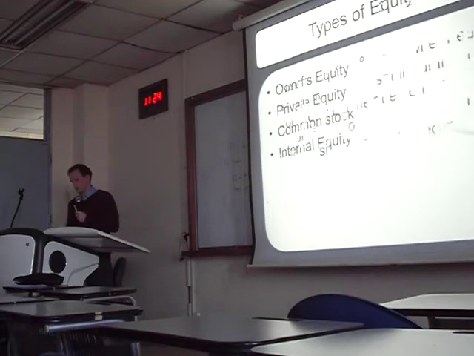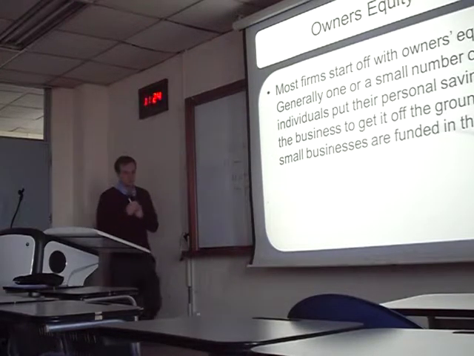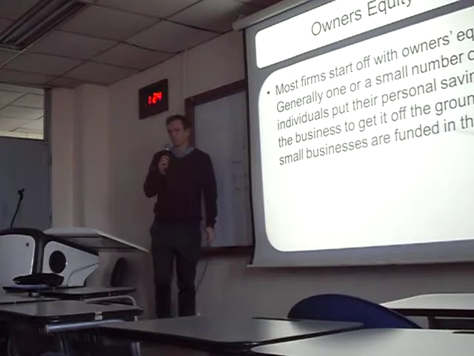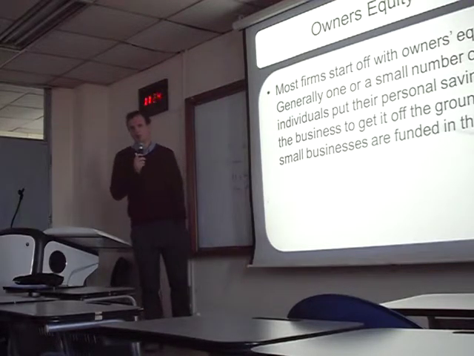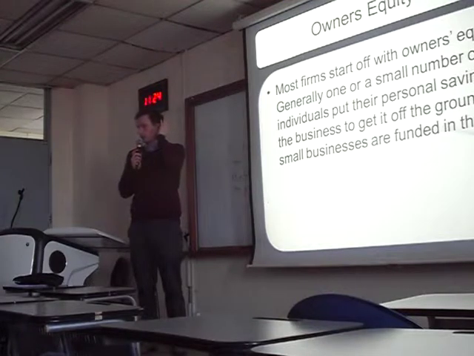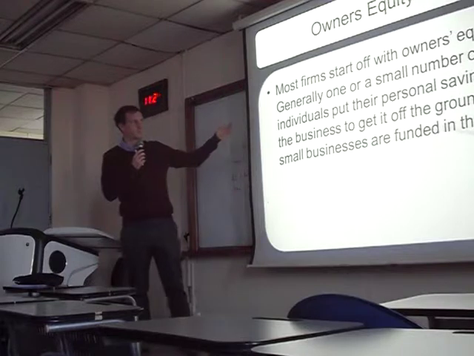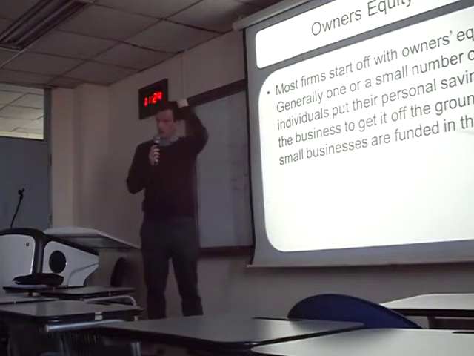Okay, then let's talk about the types of equity: owner's equity, private equity, common stock, and internal equity. Do you know Bill Gates? Bill Gates was the owner of Microsoft at the start. So he used his own money, or his daddy's money, family's money, right? That's owner's equity. Most firms start off with owner's equity.